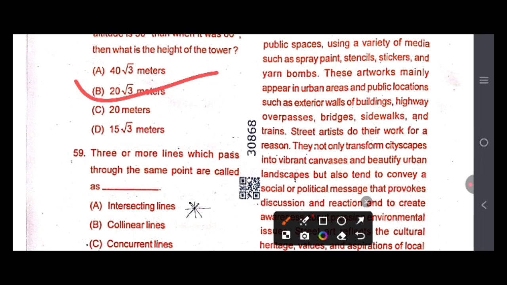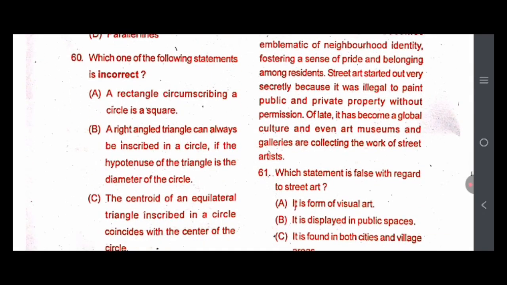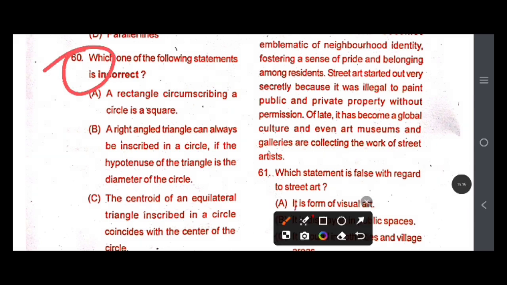59. Three or more lines which pass through the same point are called concurrent lines. Which of the following statements is incorrect? You can take grace here. The question is wrong.